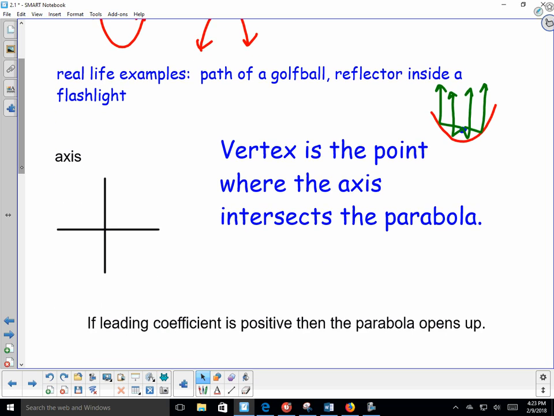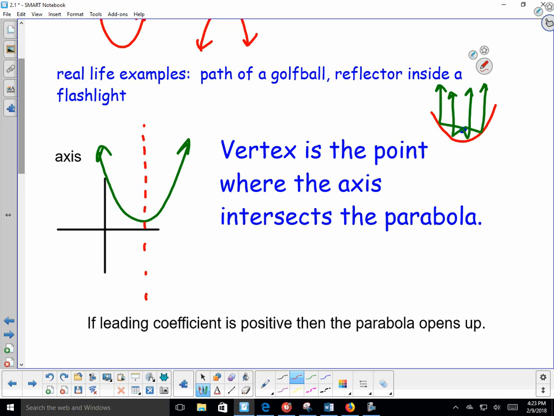Okay, so the vertex is the point on the parabola where the axis intersects the parabola. We didn't talk about the axis yet. So if we have a parabola, let's say the parabola looks something like this, and the parabola is symmetric, right? There's a line of symmetry here. I've got half the parabola on one side of the line, half the parabola on the other side of the line. This line here is called the axis of symmetry.